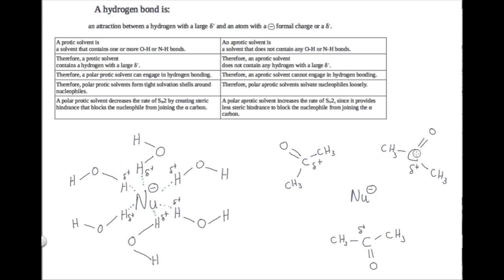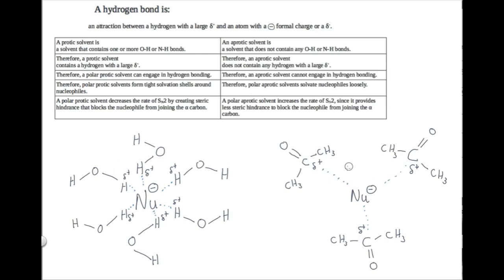Oxygen is to the right of carbon in the periodic table, so oxygen wants electrons more than carbon. So the oxygen will pull the electrons closer to itself, leaving a delta positive on these carbons. These carbons have delta positive charges, and those delta positive charges will be attracted to the negative nucleophile. But remember, I'm showing the attractions with these dots, and those attractions are not hydrogen bonds. Obviously, they're not hydrogen bonds because they're not an attraction between a hydrogen with a large delta positive and an atom with a negative formal charge. So here we have attractions, but they're not hydrogen bond attractions.